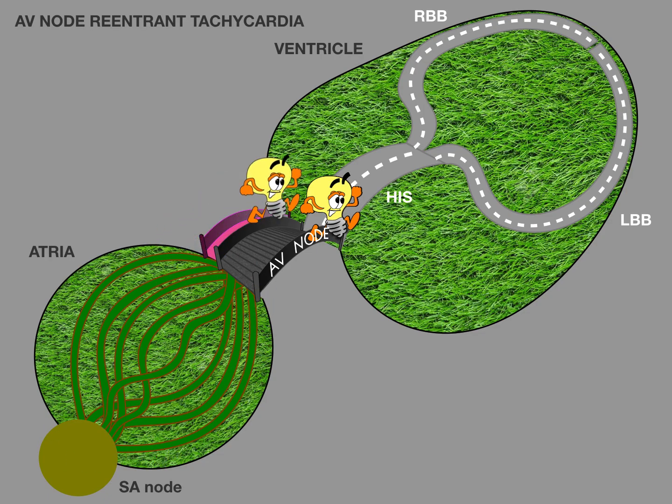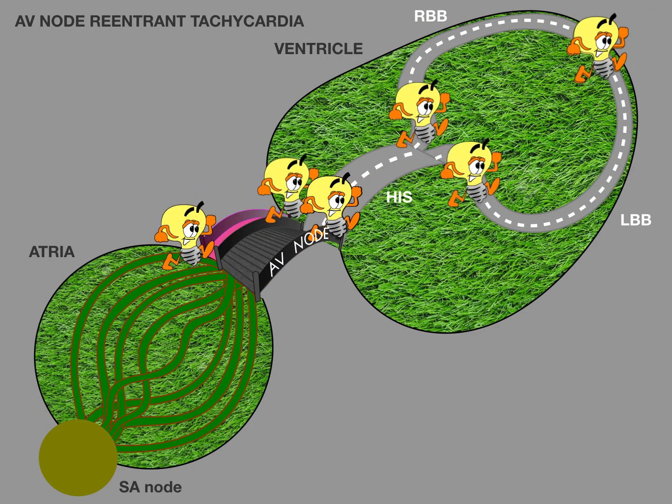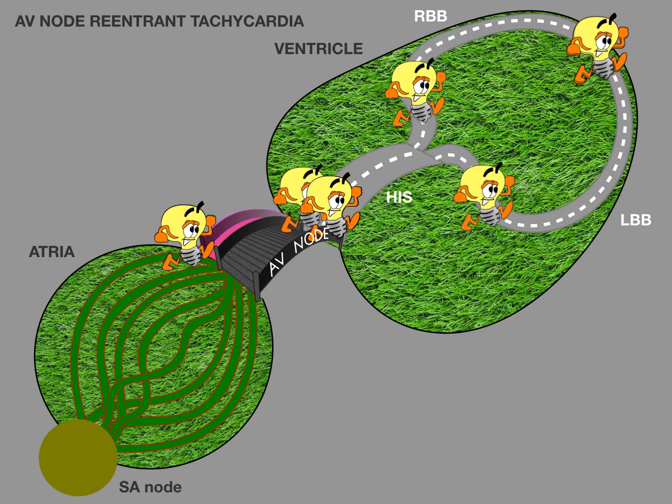The next regular narrow complex tachycardia on our list is AV node reentrant tachycardia. In these individuals, there is an additional pathway within the AV node. Given the right circumstances, a repeating loop around the AV node re-exciting itself can occur, and this passes on a rapid rate to the ventricles.